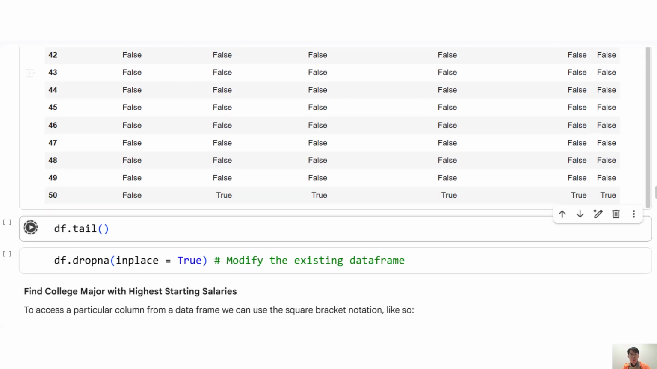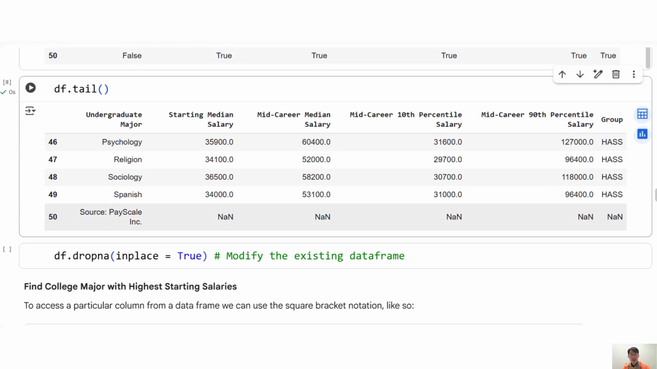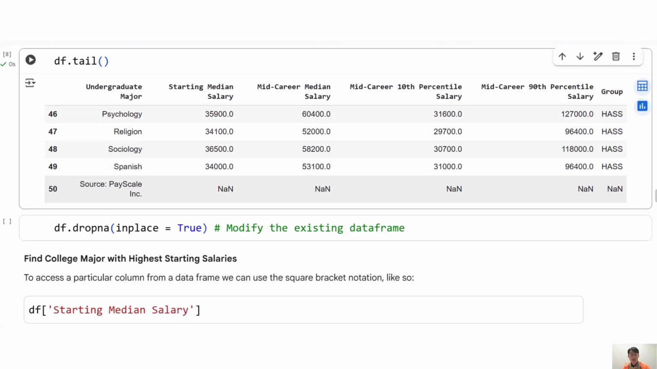Let's see what it is. Okay, because it's just a row for the user to understand what the source of the data is, basically it shouldn't be a part of the data. We shouldn't include this in the data processing. So we will need to drop the whole row.